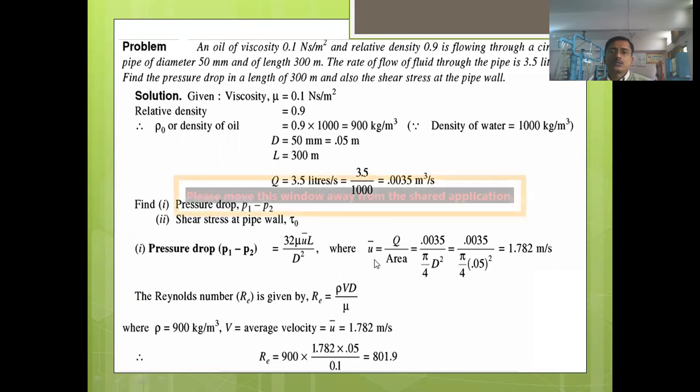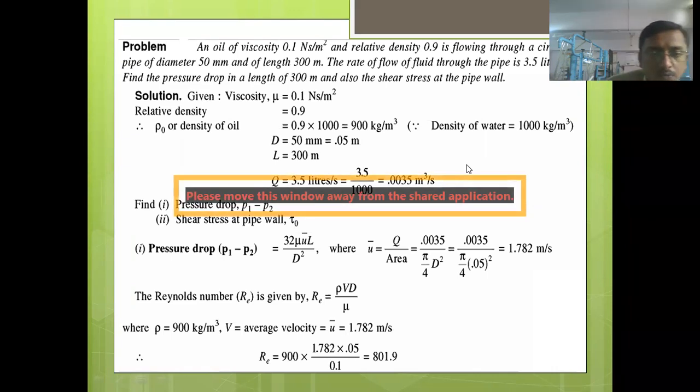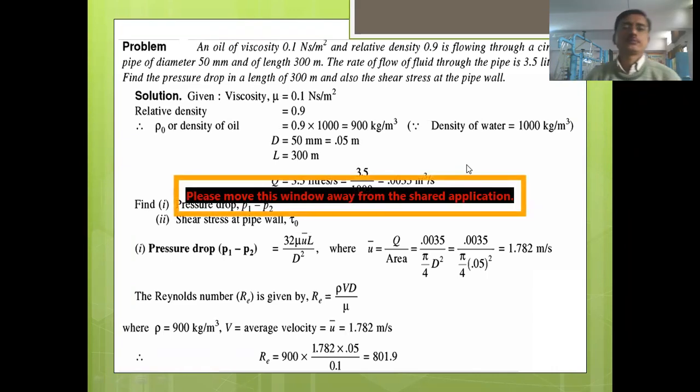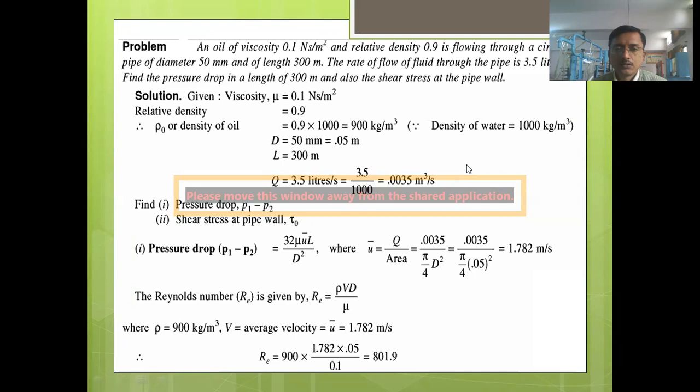Don't look at everything on the slide or the screen. See how you have solved the previous problem. Take the help of that previous problem step by step. First, find out what is U bar, then find out the Reynolds number. Check whether that Reynolds number is less than 2000 or not.